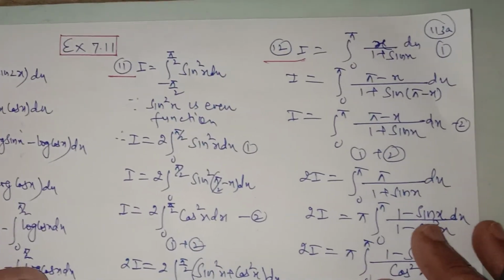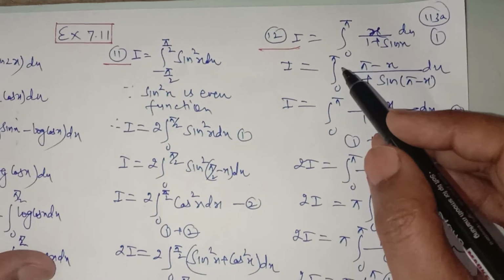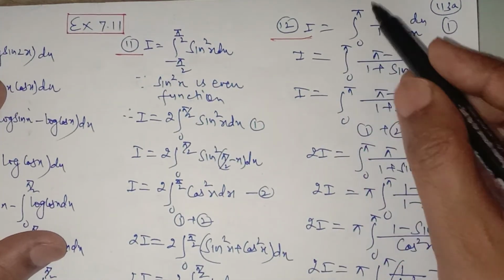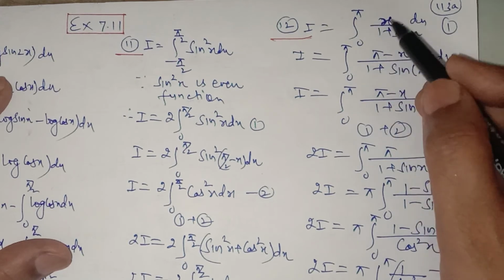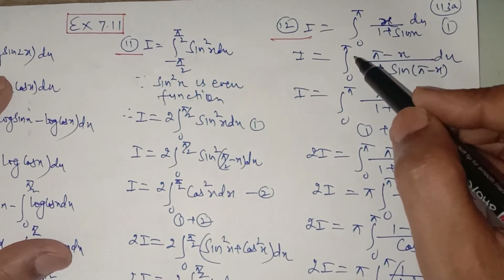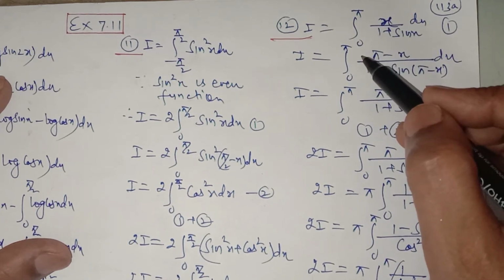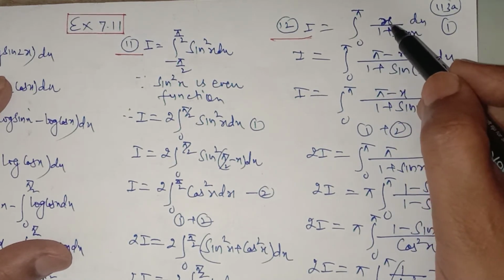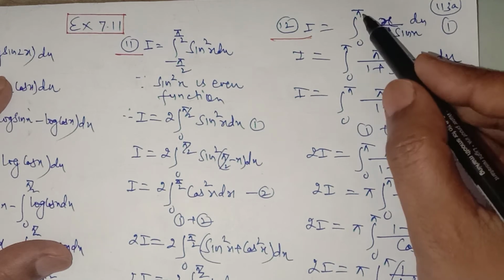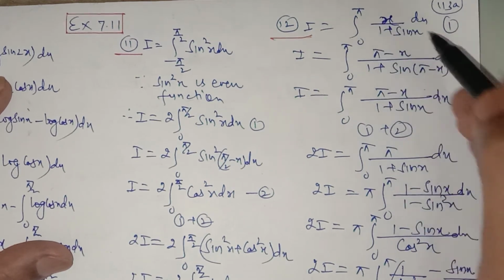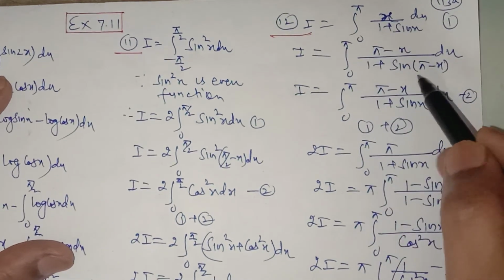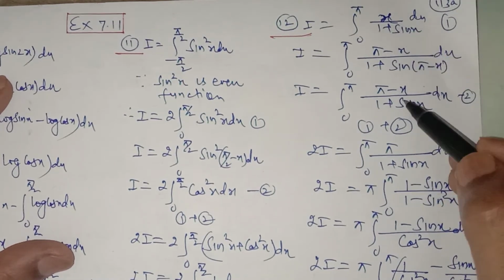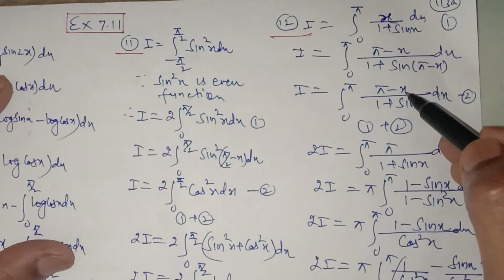Now in question number 12, it is somewhat a longer question than the previous. Now I is equal to the integral from 0 to pi of x upon 1 plus sin x. Now again we have to use the property from 0 to a, because in most of the questions we are using the same property. In place of x you can write pi minus x. See it: sin of 180 minus x is sin x. Now when we add these two, the x will be cancelled out.